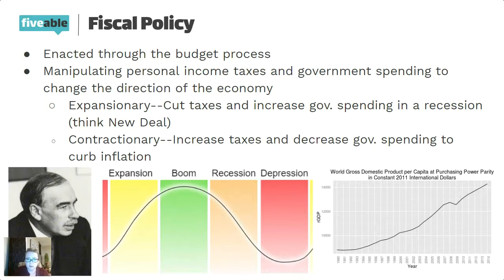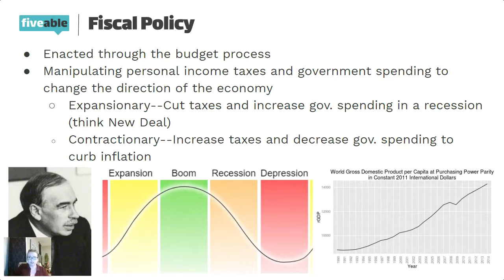But the things that the government spends money on, minus its taxes, or the revenue that comes in minus government spending, that makes up your budget. And you have a deficit if your spending is greater than your taxes, and you have a budget surplus if your taxes are greater than your government spending. So the government can manipulate the levels of taxes and spending in order to change the direction of the economy.